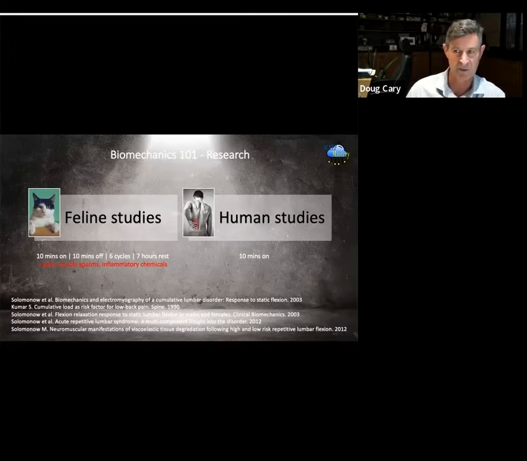When we look at human studies, and we didn't go to the final stages, but they did a sustained flexion of the low back for 10 minutes. And they found that these individuals, young, healthy, fit people, so no pathology, also complained of pain onset and also experienced muscle spasms.